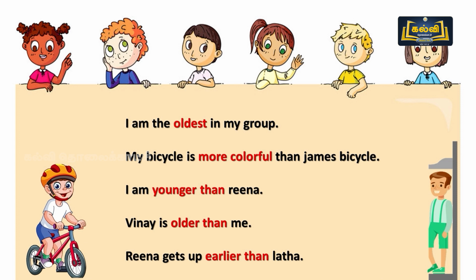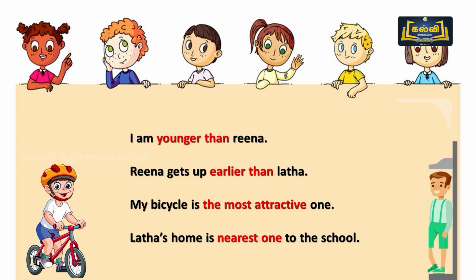I am younger than Reena. Vinay is older than me. The first sentence, younger than, is comparative degree. Vinay is older than, here also it is a comparative degree. Reena gets up earlier than Lata. Earlier is a comparative adjective followed by than. Next one, my bicycle is the most attractive one. See, this is a superlative degree. Lata's home is the nearest one to the school. Here again, it also belongs to the superlative, the nearest one.